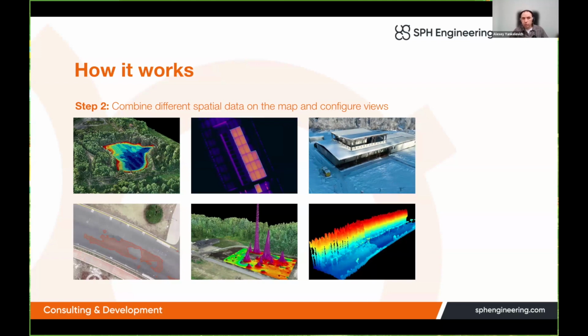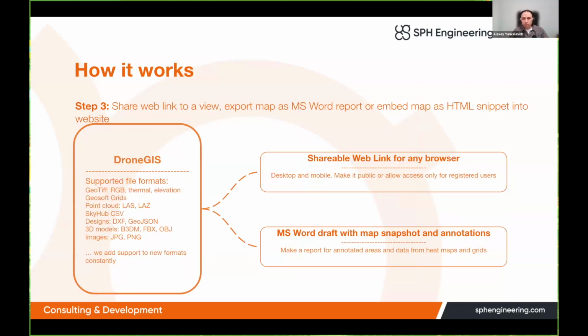Basically, if we use a GIS terminology, then kind of various layers, point clouds, orthomosaics, digital elevation models, thermal maps, 3D designs, 2D designs. You can put everything together and just deliver it to your customers in a convenient way.